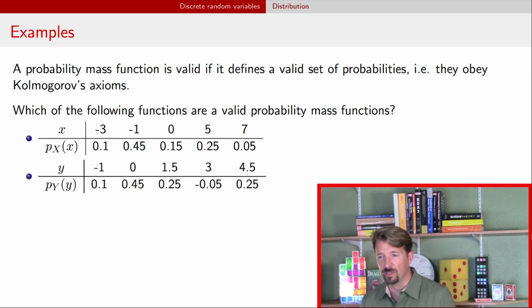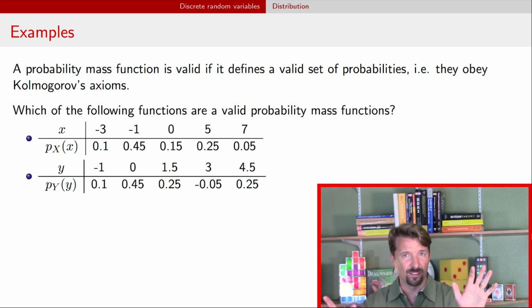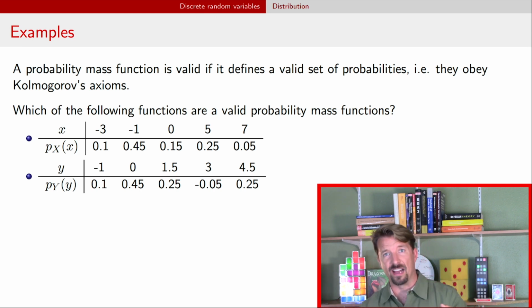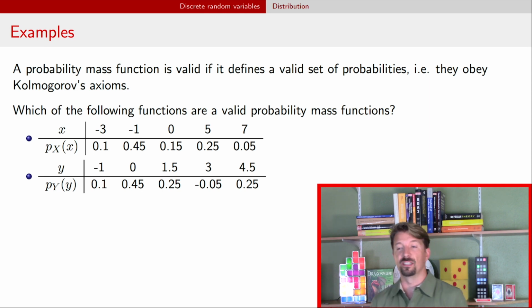Here's the second example. You should pause the video right here and think to yourself, is this a valid PMF? It's not a valid PMF, because the probability of being equal to 3 is negative, and we cannot have negative probabilities.